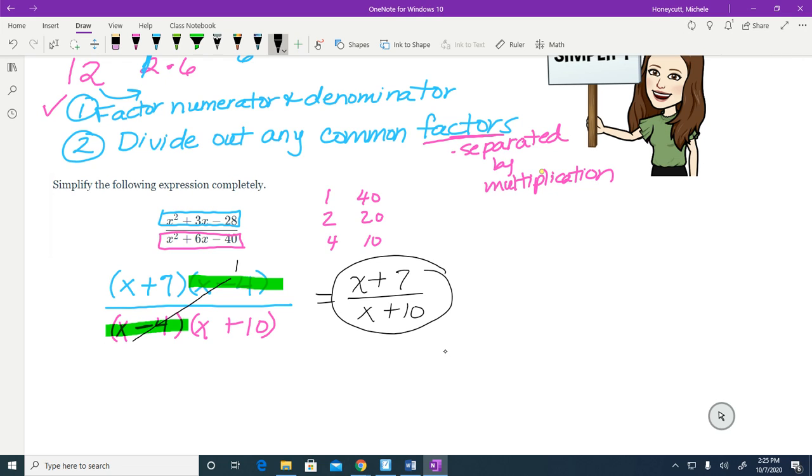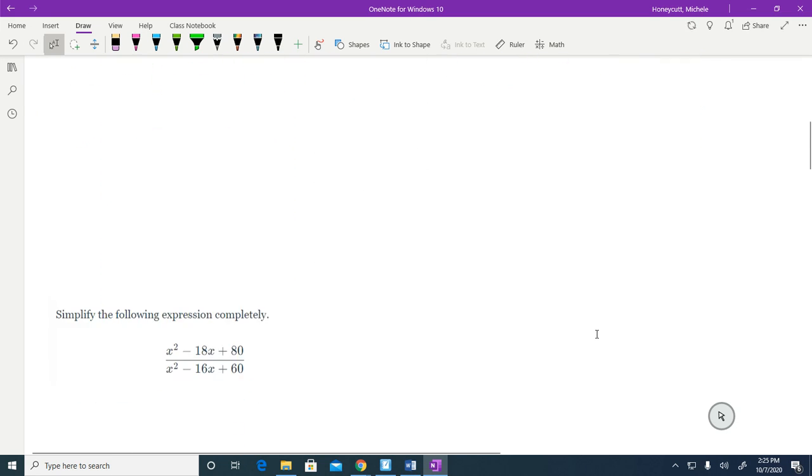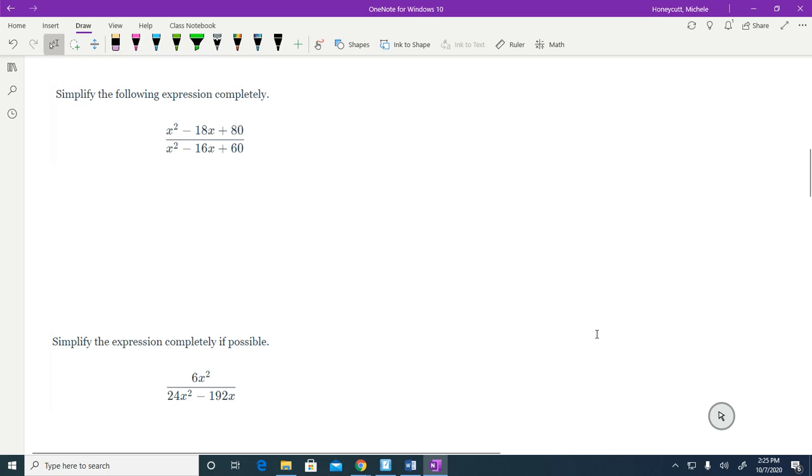So look, all of this turned into x plus 7 over x plus 10. Doesn't that look more simple? All right, we'll do a couple of these examples. All right, so then here's a similar example.